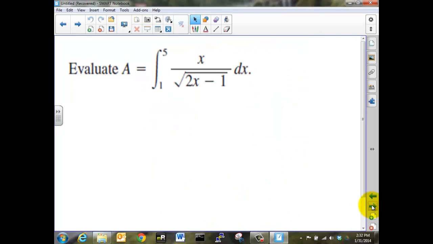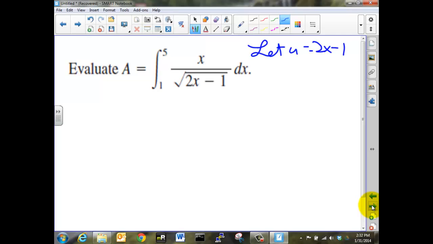All right, so let's get back up to speed here. We had said let u equal 2x minus 1. So that means du is 2dx. Then we took this equation and solved it, and we said u plus 1 equals 2x. So u plus 1 over 2 equals x.